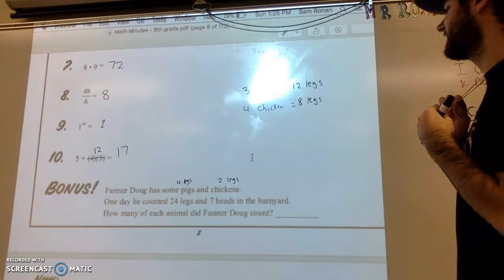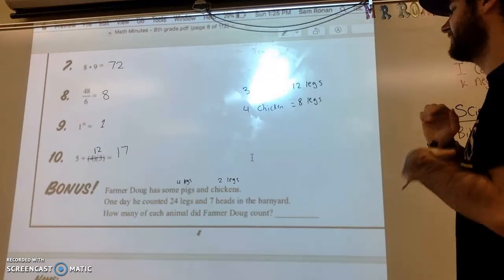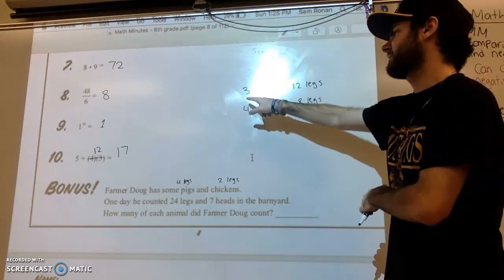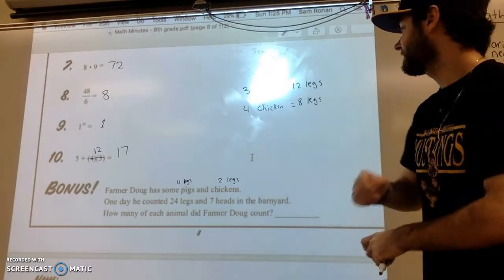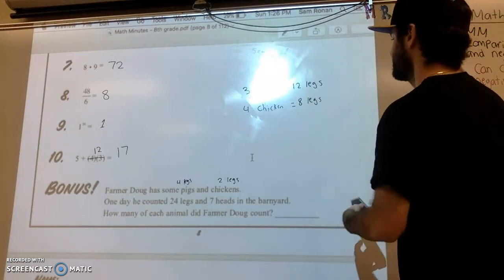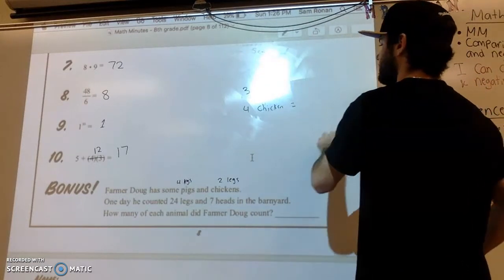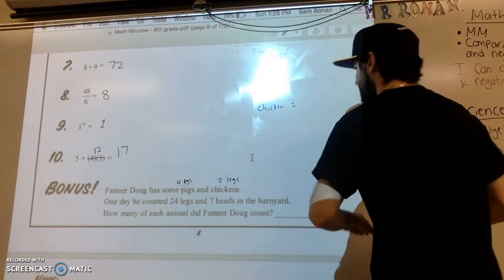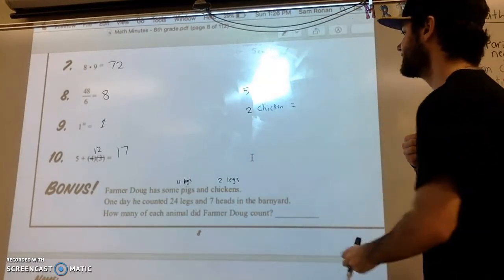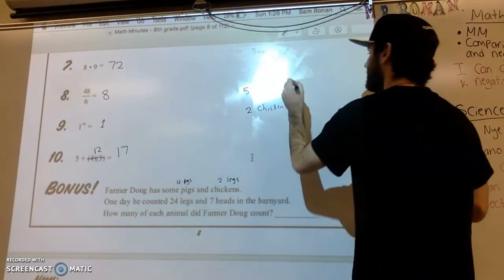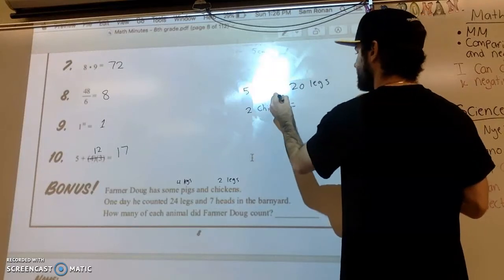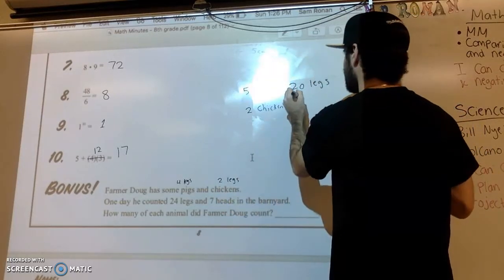And I am taking a look at this, and I see that we have 20 total legs here and 7 heads. So we need more legs. All right, so I will try this again. So it means we probably need more pigs. Let's say we have 5 pigs and 2 chickens. Each pig has 4 legs, 5 pigs, that's going to give us 20 legs. If we have 2 chickens, each chicken has 2 legs, that's going to be 4 legs.